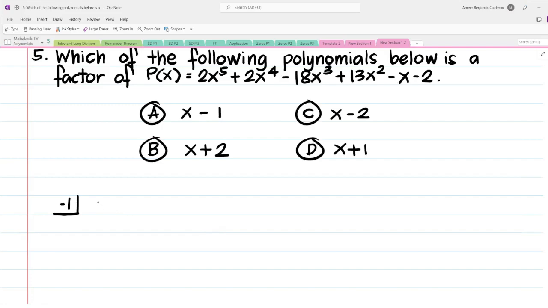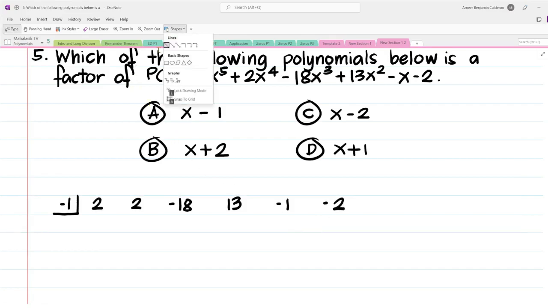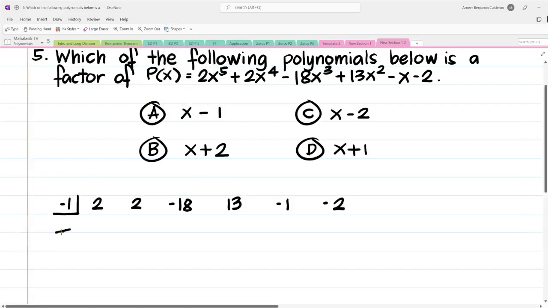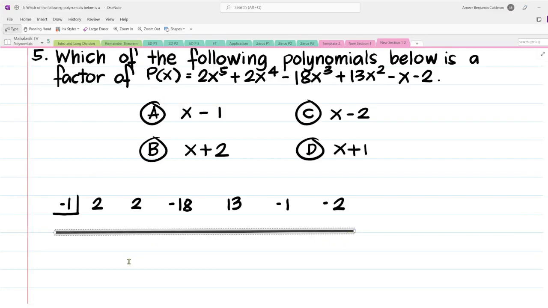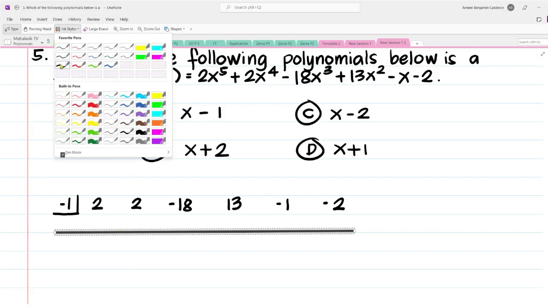So this will be 2. Also a 2. We have a -18 here. We have a +13. We have a -1 and a -2. So what we are after is a 0 remainder. Kung hindi to nag-0, ibig sabihin hindi A. Try naman ng iba. So let's proceed.